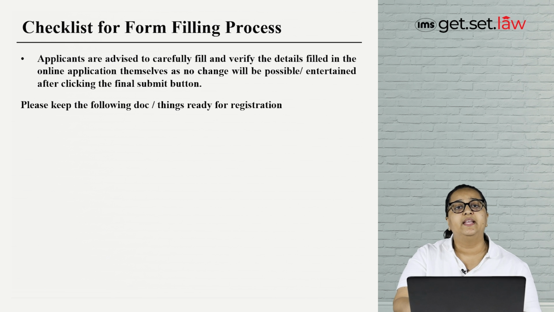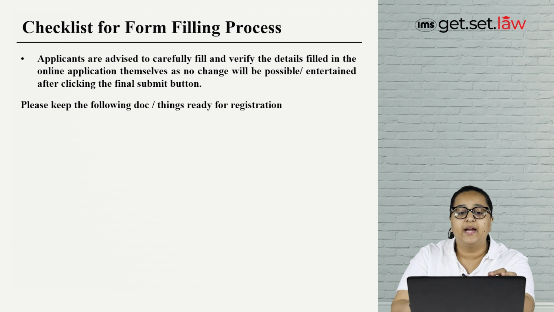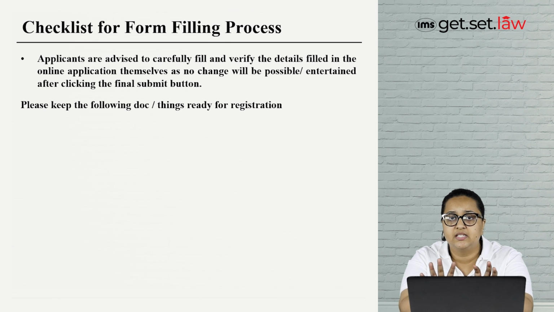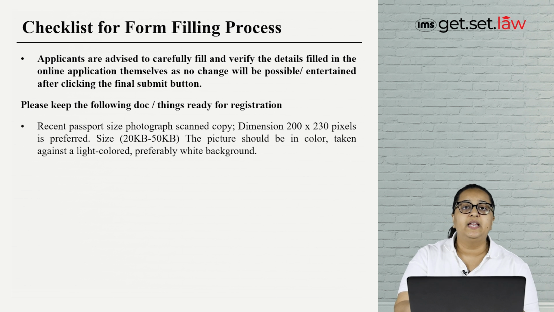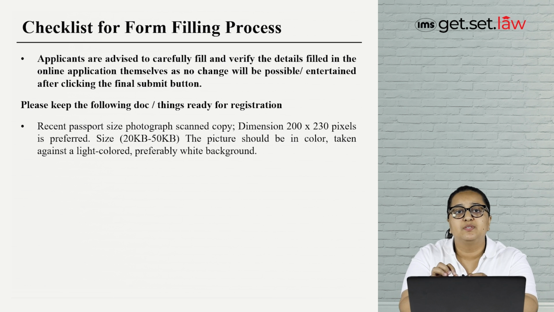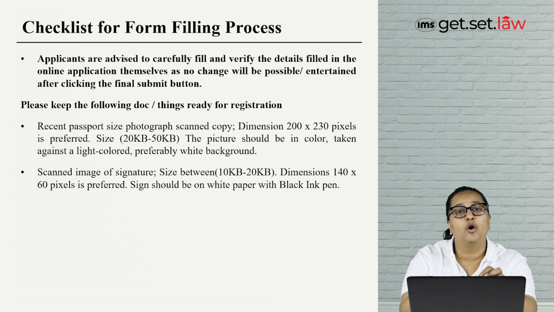Coming to the next part, there is a checklist that you have to have for your form filling process. The first will be you are advised to verify all the details, and only then click on the save or submit button, because once you submit it, there is no going back. Similarly, you are expected to keep a passport size, recent photograph of yours, between 20 KB to 50 KB available in your desktop itself. The next will be a scanned copy of your signature, done with blue ink on a plain sheet. Have that between 10 KB to 20 KB.